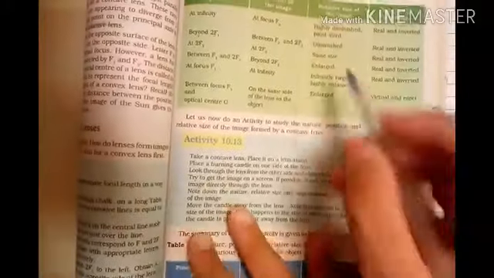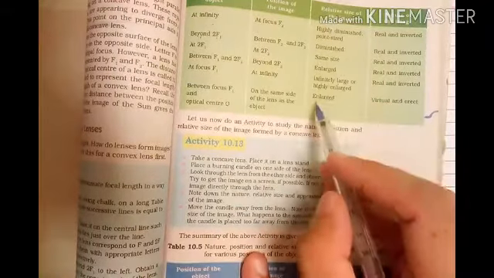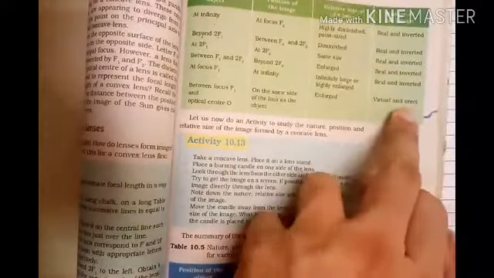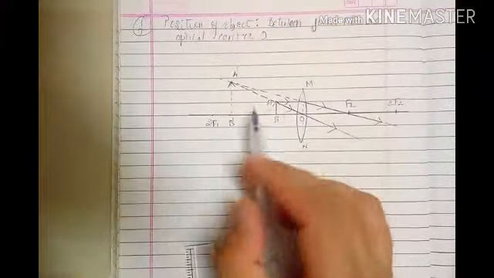Now, the relative size of the image is enlarged, and it is virtual and erect. All these earlier ones were real and inverted. This is virtual and erect. So a virtual erect image you get on the same side of the lens as the object.